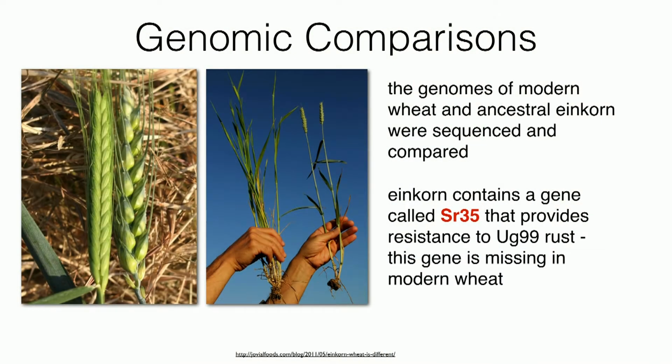And the answer is that yes, there actually is a gene called SR35. It's one of a number of SR genes that provide resistance to different pests, that seems to provide resistance to UG99. Now, there are lots of technologies being looked at right now to try to create resistant varieties of wheat. This is only one of them, one of many.